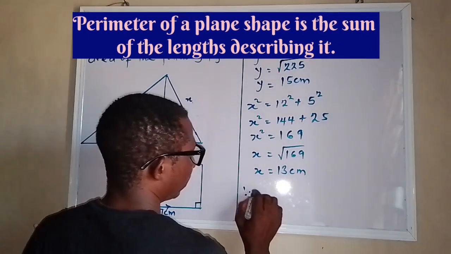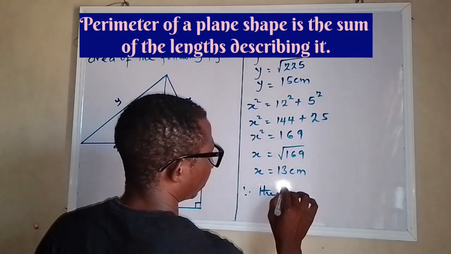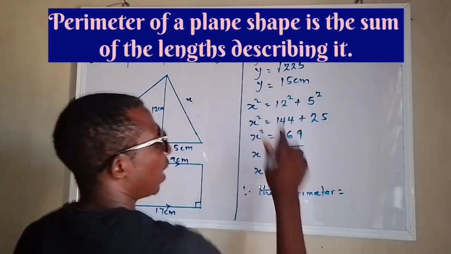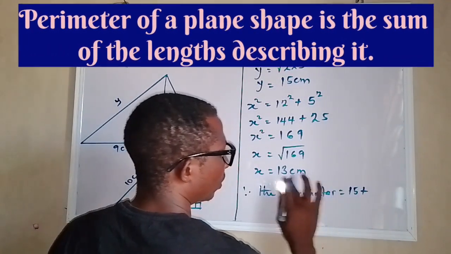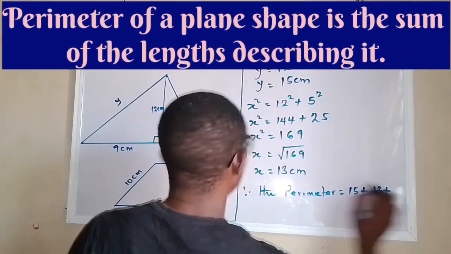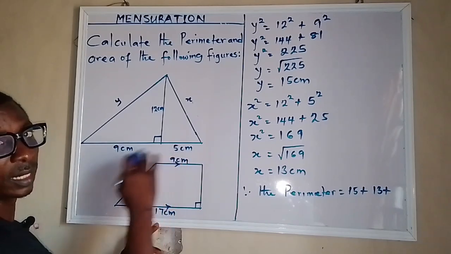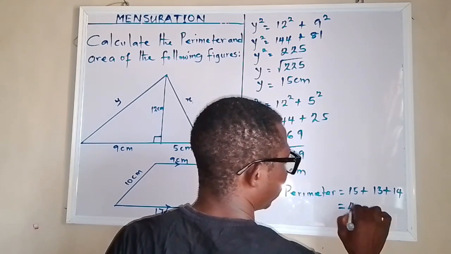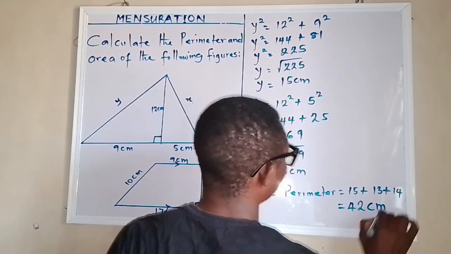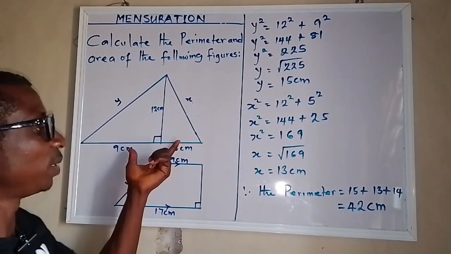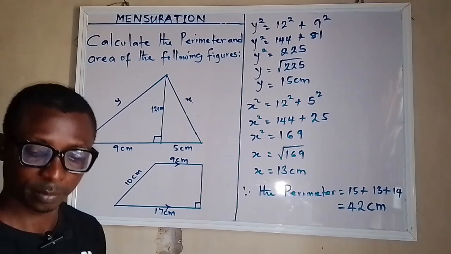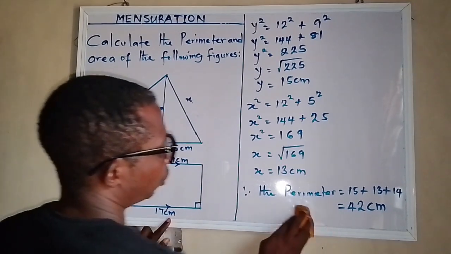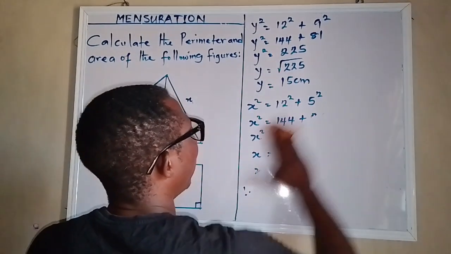Therefore, the perimeter will be y, which is 15, plus 13, plus the addition of these together, and that's 14, and that gives you 42 centimeter. Okay, so the perimeter of this plane shape is 42 centimeter. So now let's get the area of this triangle.